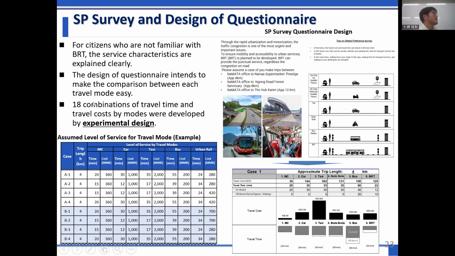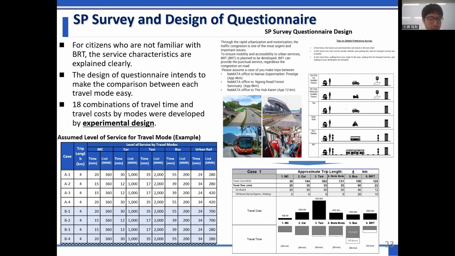Not only for the one series of questions, it might make some not so preferred result. So I applied the so-called experimental design, which makes 18 combinations of the travel times and the travel cost by modes, like shown below.